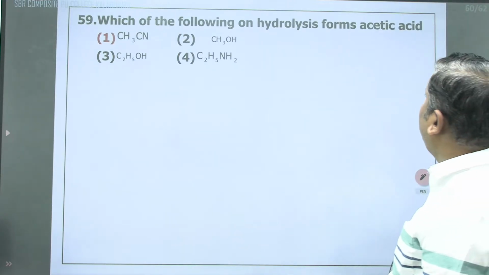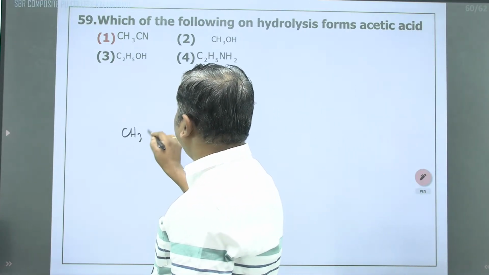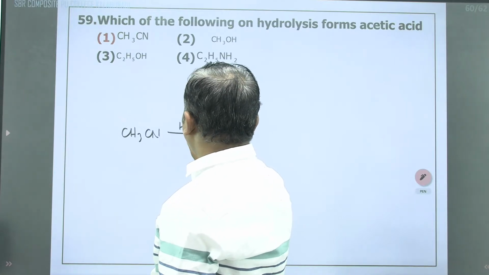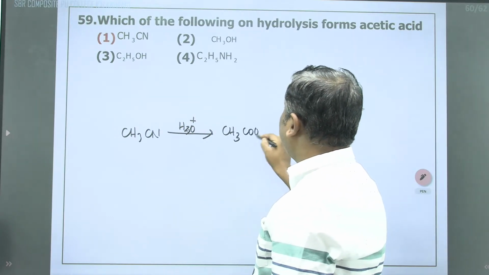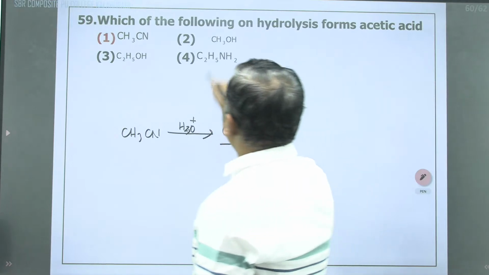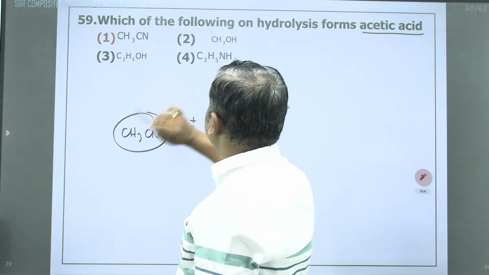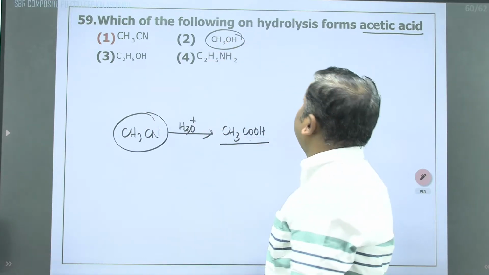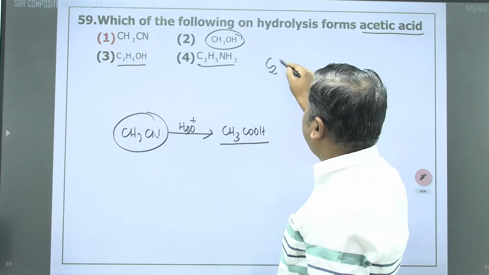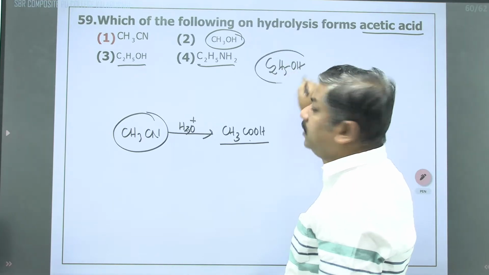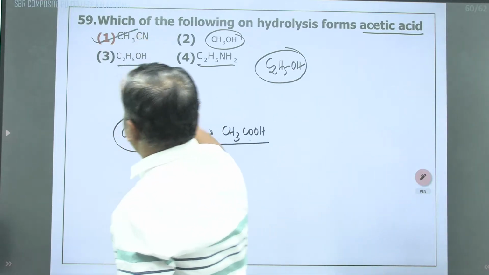Question 59. Which of the following on hydrolysis forms acetic acid? Hydrolysis of CH3CN. Remember clearly, whenever cyanides undergo hydrolysis, they form a carboxylic acid containing the same number of carbon atoms. This is acetic acid, obtained from methyl cyanide. This one generally does not undergo hydrolysis. This is also an alcohol, no hydrolysis. This one on hydrolysis forms C2H5OH, formation of alcohol takes place. The correct option is the first one.